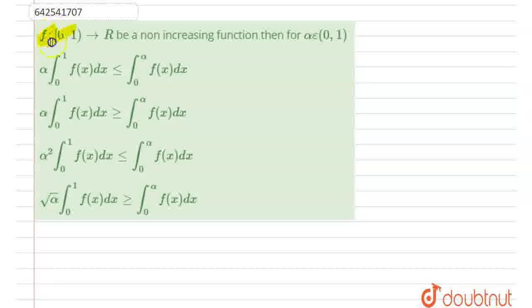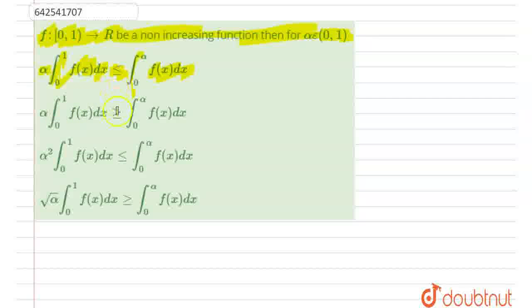Hello everyone, let's start this question. This question says f is such that from 0 to 1 to R be a non-increasing function, then for alpha belonging to the open interval 0 to 1, we have four options. Option 1 is alpha times integration 0 to 1 of fx dx is less than or equal to integration 0 to alpha fx dx.